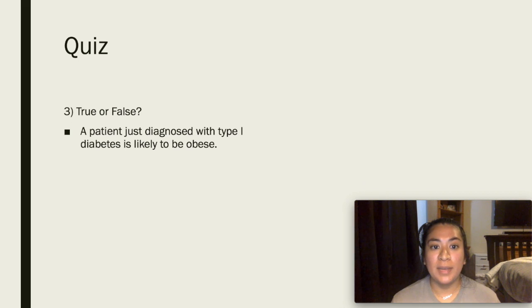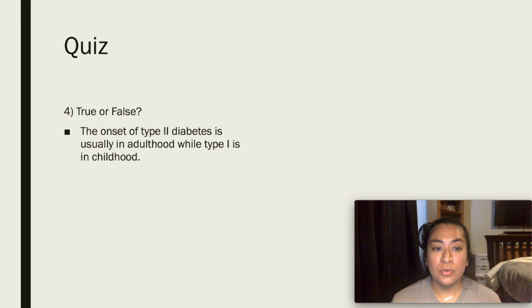True or false? A patient just diagnosed with type 1 diabetes is likely to be obese. This is false. A patient who is diagnosed with type 1 diabetes is likely to be undernourished. True or false? The onset of type 2 diabetes is usually in adulthood, while type 1 is in childhood. And this is true.